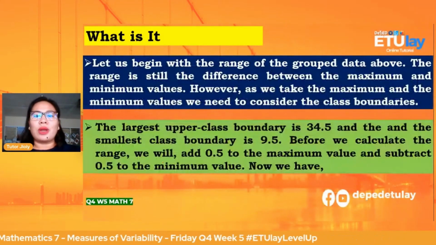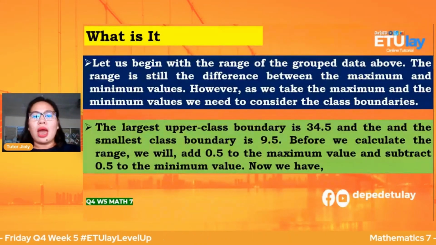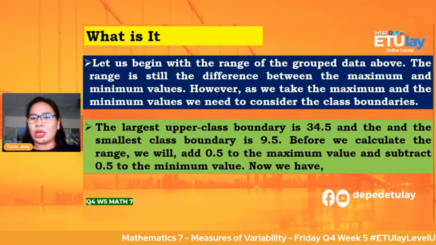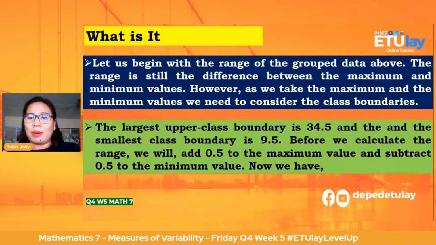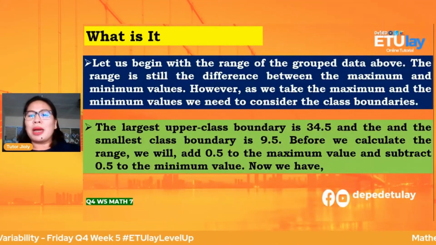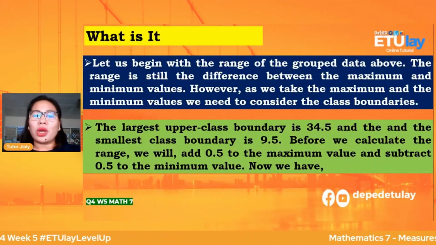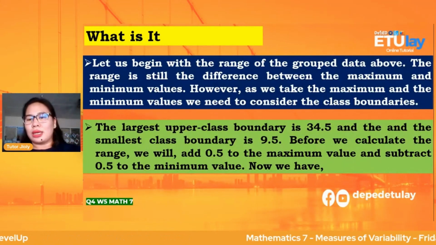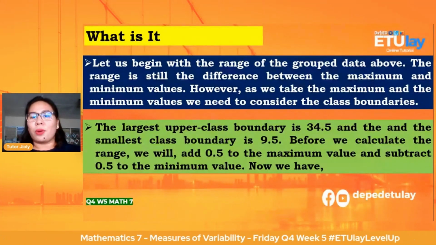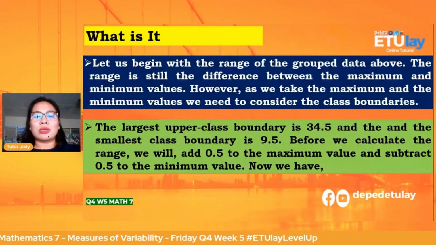The range is still the difference between the maximum and the minimum value. However, as we take the maximum and the minimum values, we need to consider the class boundaries. Okay, so kanina, minus lang natin, di ba mga anak, yung maximum and minimum value. Ngayon naman, meron na tayong tinatawag na we're going to consider the class boundaries. Okay? The largest upper class boundary is 34.5 and the smallest class boundary is 9.5.